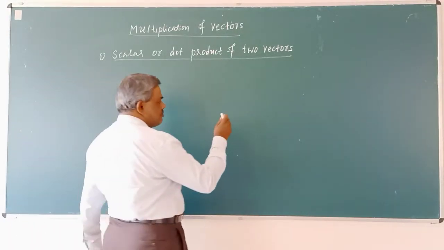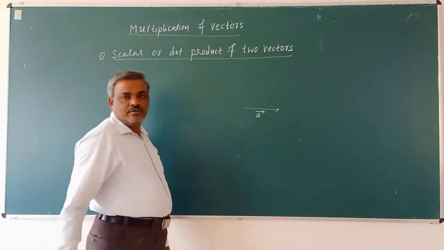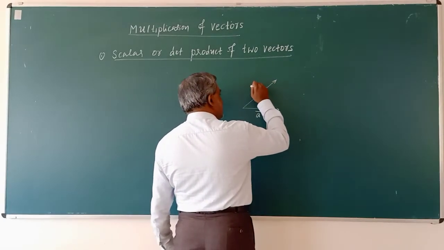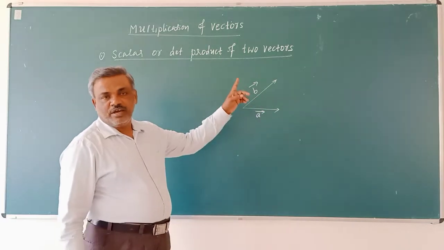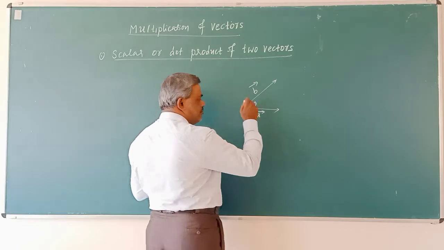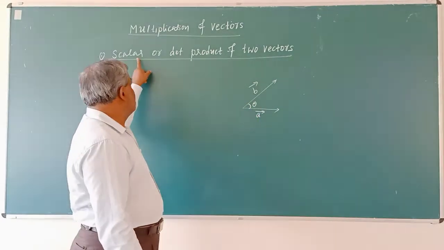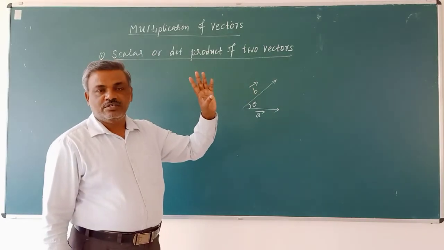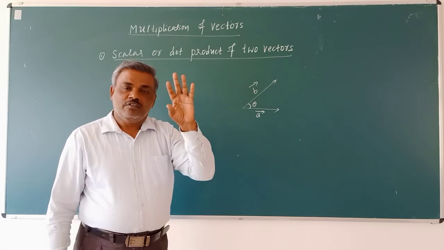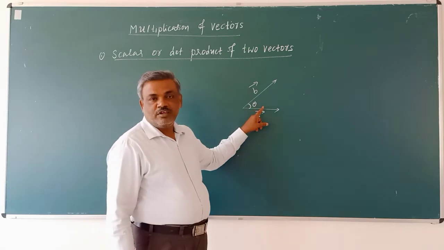Now, this is a vector A, and B is another vector. So here we have two vectors. Theta is the angle between the two vectors. Now the statement of scalar or dot product of two vectors: the scalar or dot product of two vectors is the product of the magnitudes of the two vectors and the cosine of the angle between the two vectors.